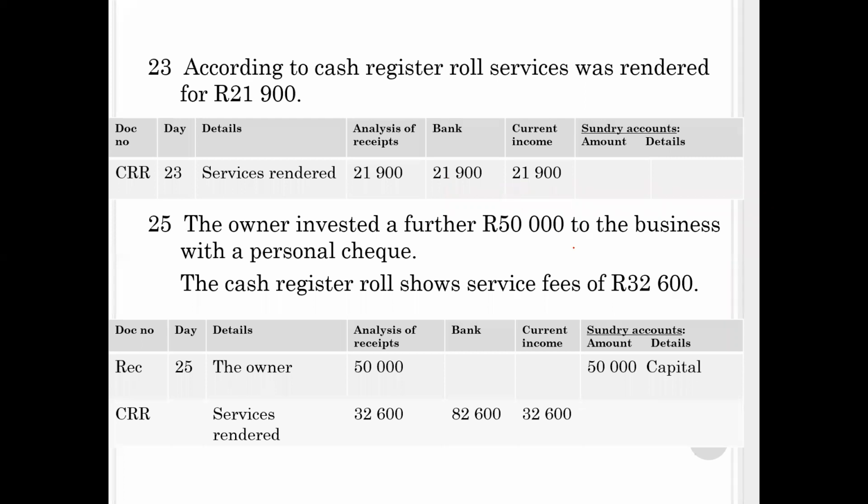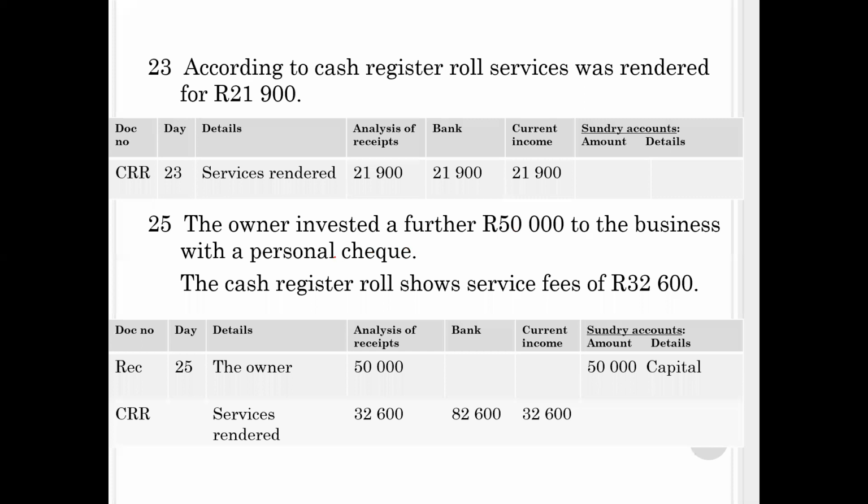Right, on the 25th, be careful here. I've put 2 transactions on the 25th. The owner invested a further 50,000 in the business with a personal check. So that's one transaction. Let's first look at that transaction. I said the owner, and I didn't mention here who the owner is, although if you remember from the previous slideshow, it was A. Maria. We've got the amount 50,000.